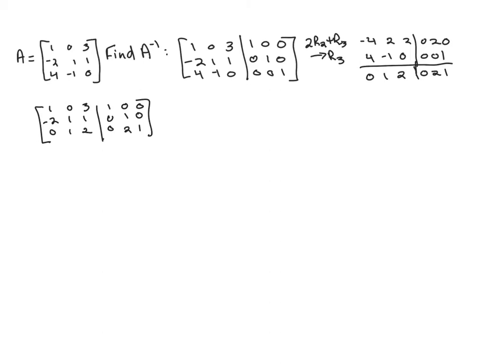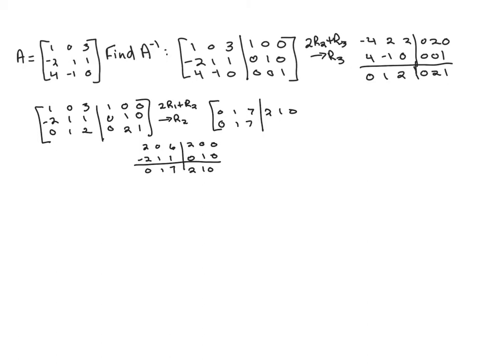Now I'm going to use the first 2 rows to get the second 0 in column 1. So 2 row 1 plus row 2, and I'm going to replace row 2. Busy work gives twice row 1 is 2, 0, 6, 2, 0, 0. And copy row 2 as it is. I get 0, 1, 7, 2, 1, 0. That is my new row 2: 0, 1, 7, 2, 1, 0. Row 3 stayed the same.